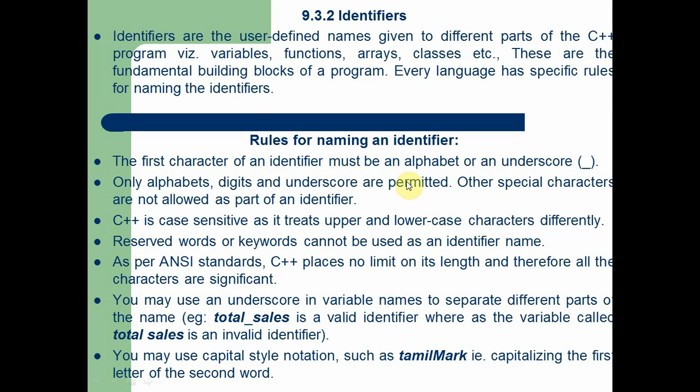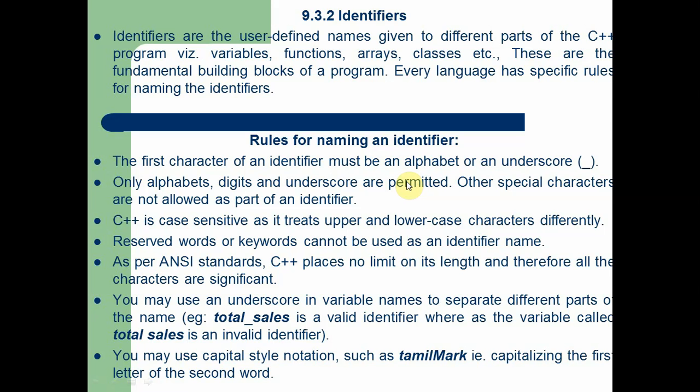3. C++ is case sensitive, of course we know. It treats upper and lower case differently. So whenever you declare any variable, you should be very careful that C++ is case sensitive. If you declare two variables, namely small letter a and capital letter A, C++ considers both variables different, because small letter a and capital letter A are not the same according to C++ rules. So that is called case sensitive. This is rule number 3.